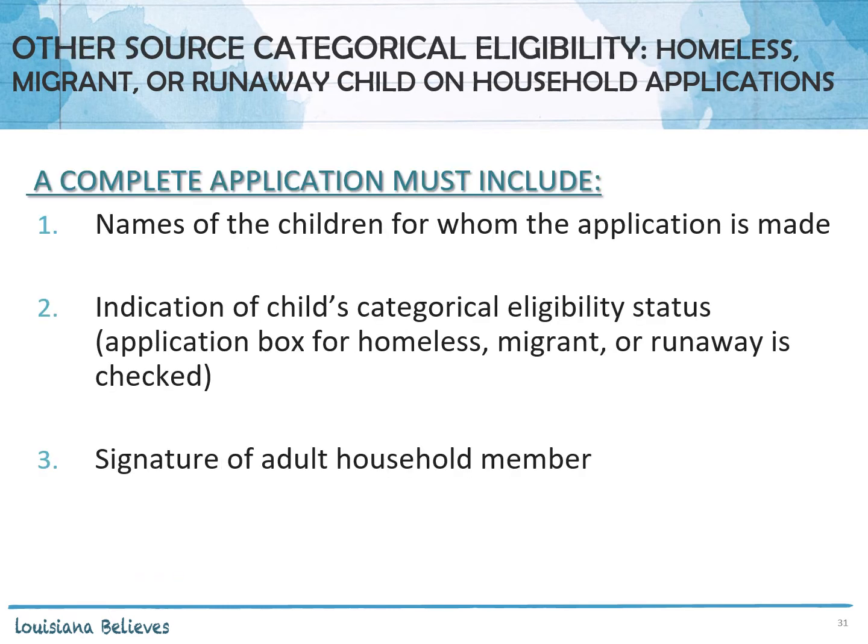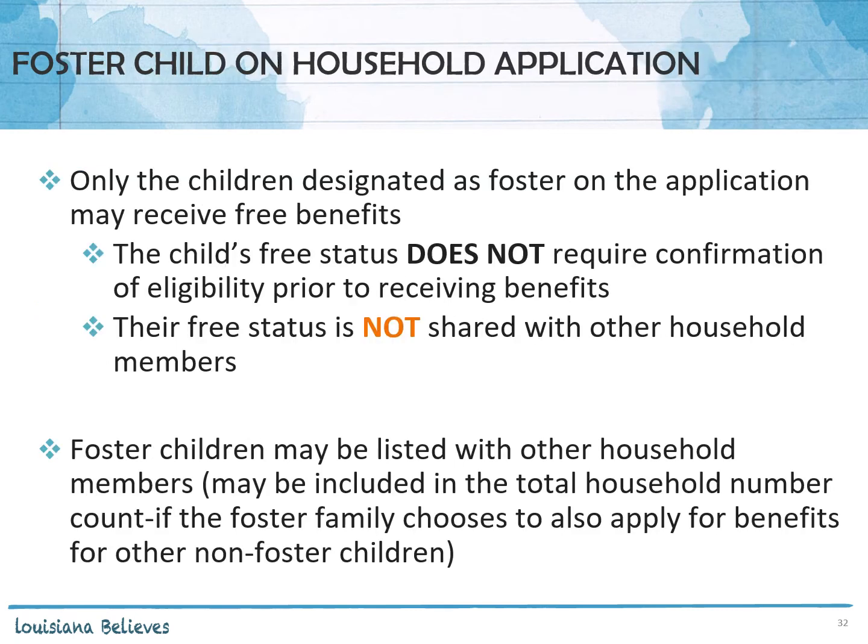A complete other source categorical eligibility application must include, number 1, the names of the children for whom the application is made. Number 2, an indication of a child's categorical eligibility status, such as the application box for homeless, migrant, or runaway is checked. And number 3, the signature of a household member.